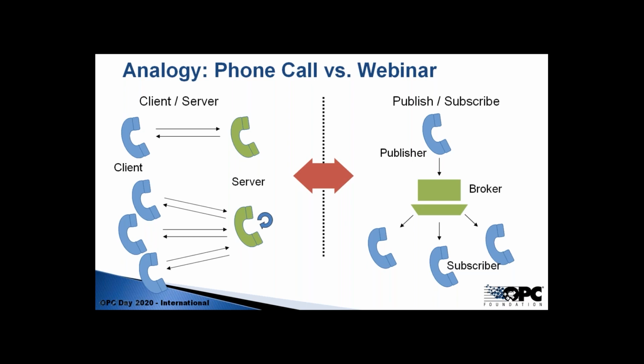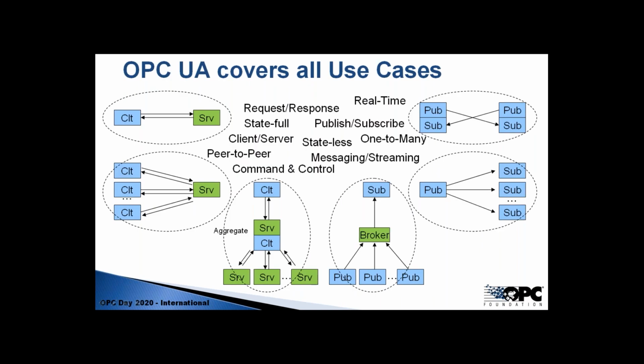On the one side, we have the client server model, and on the other side, we have the pub sub. It's a little bit like a telephone call where you have a private conversation, which you can have with multiple people at the same time. And on the other side, it's a little bit like a webinar where you have one person talking to a broker or directly, and all the others are just listeners. These are two different use cases, but both are covered by OPC UA.